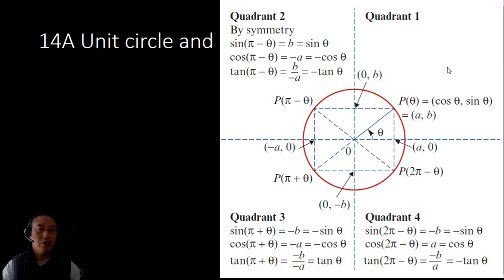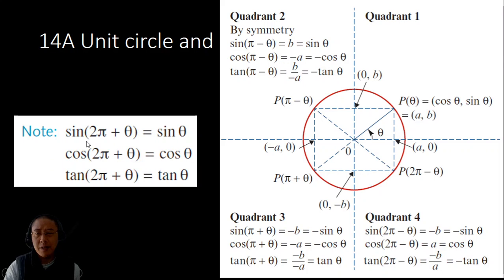And there is an acronym: A, S, T, C, all stations to Central. S here means only sine is positive and cos and tangent will be negative. A means all is the same. They're all positive.